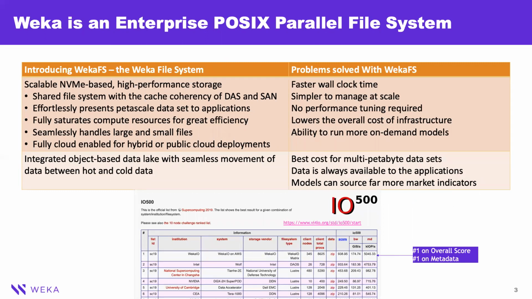First of all, let's talk a little bit about what we've built. We've built a scalable NVMe-based high-performance storage. So from a media perspective, it's as fast as you can get. And we have a shared file system with cache coherency of direct attach or SAN. So we allow you to have this environment where you can effectively act like a local file system when you need it. But if that same file is being shared by others, we ensure that there's coherency in that file and that you're always working with the most recent and most up-to-date files. We effortlessly present petascale data to your applications, and we fully saturate compute resources for great efficiency.